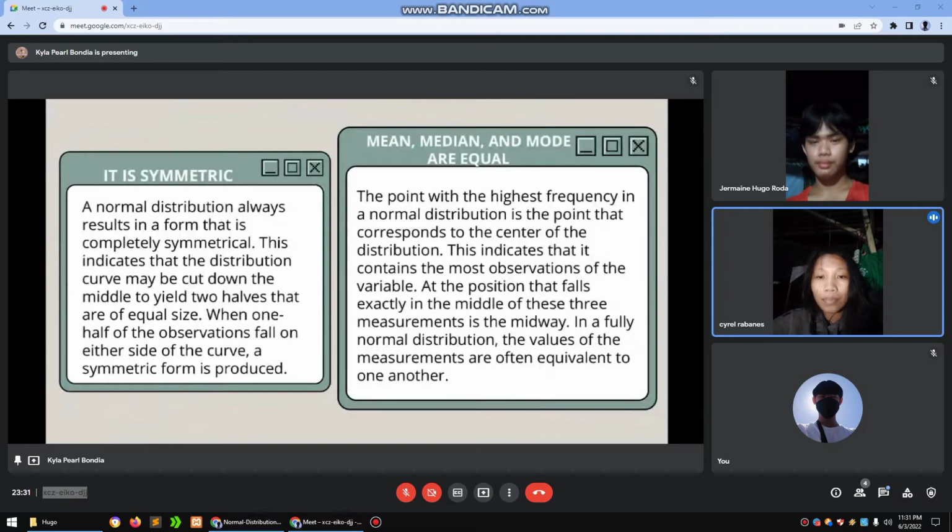Mean, median, and mode are equal. The point with the highest frequency in a normal distribution is the point that corresponds to the center of the distribution. This indicates that it contains the most observations of the variable. The position that falls exactly in the middle of these three measurements is the midway. In a fully normal distribution, the values of the measurements are often equivalent to one another. Next, please, Sky.